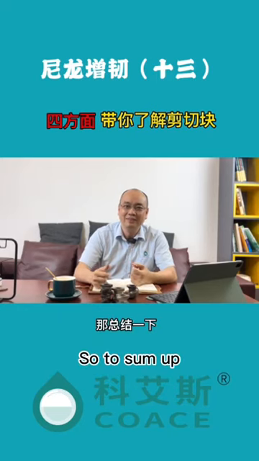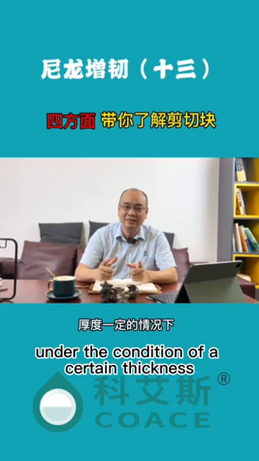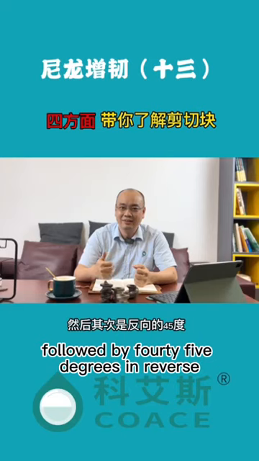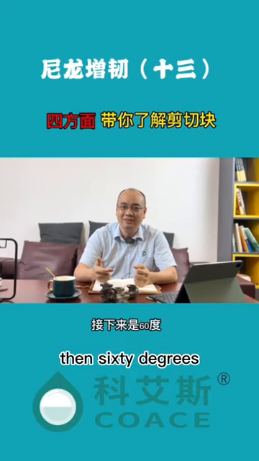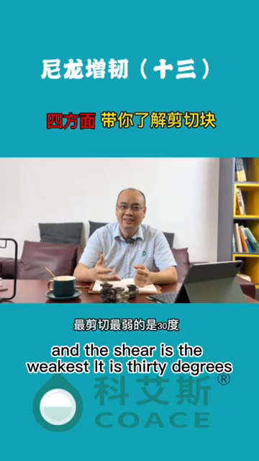So to sum up, for shearing, under the condition of a certain thickness, we usually have the largest shear at 90 degrees, followed by 45 degrees in reverse, then 60 degrees, and then 45 degrees. And the shear is the weakest at 30 degrees.